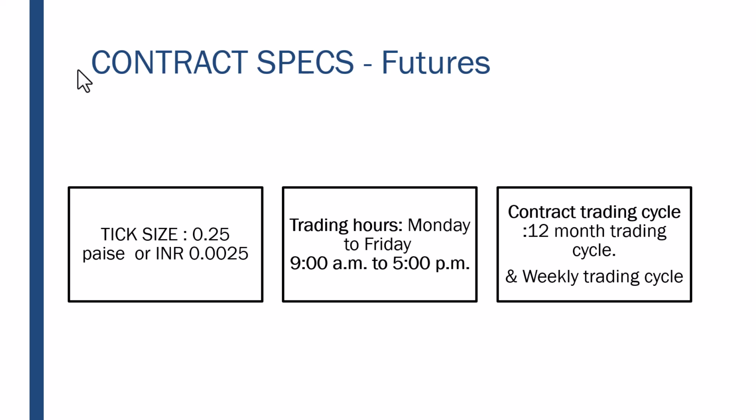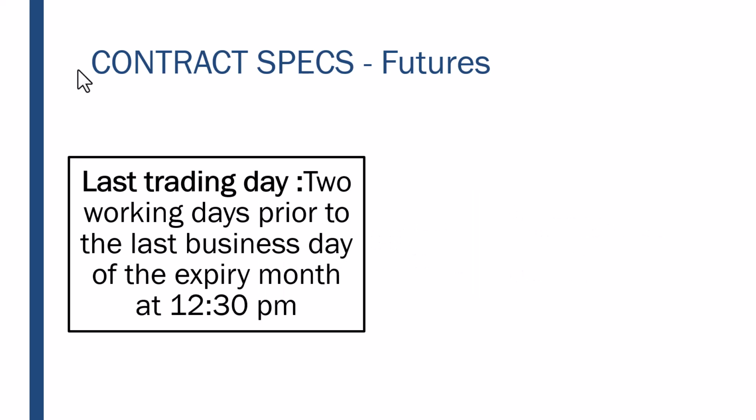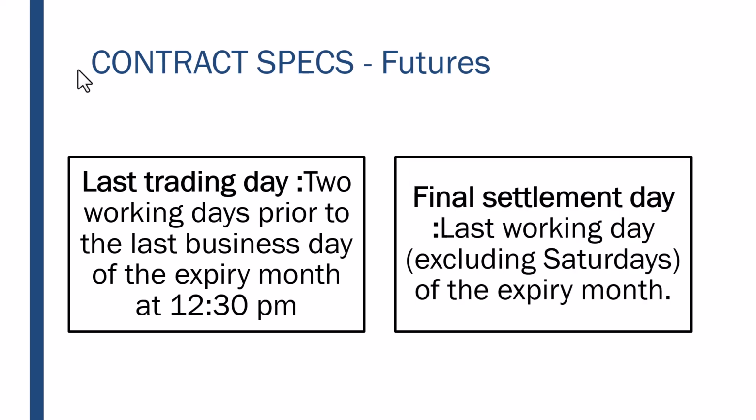The trading hours are 9 to 5 p.m. Currency markets are open from 9 to 5. Unlike the stock exchange, which closes at 3:30, the currency markets remain open until 5. Now there are 12 monthly contracts and some weekly trading cycles. The last trading day, we know, is 12:30, 2 days prior to the end of the month. The final settlement is on the last working day, excluding Saturdays, of the expiry month. So if it happens to be a Saturday, it will happen 1 day prior.